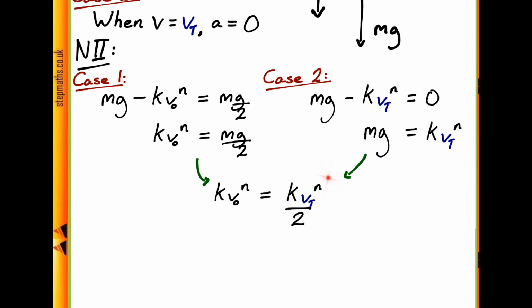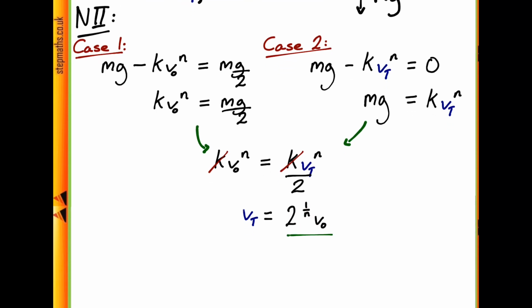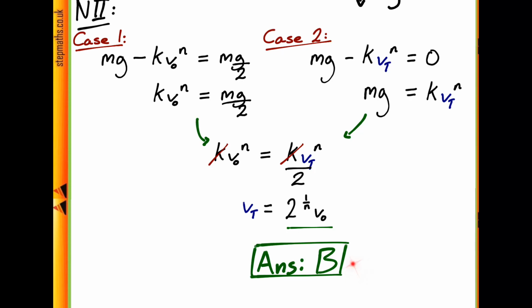And doing that is going to give us this, that kv0 to the power of n is just equal to kvt to the power of n divided by 2. Then, obviously, our k's are just going to cancel, and bringing the 2 up to this side and doing an nth root of both sides of the equation is going to give us that the terminal velocity is equal to 2 to the power of 1/n multiplied by v0. So this is just going to be our final answer, and it's going to correspond with answer B given in the question.